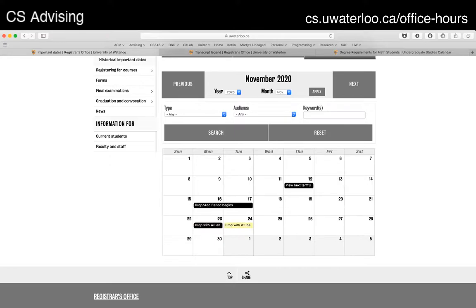The next day, on November 24th, is WF. You don't want a WF. A WF basically is a withdraw and failure, and that's considered a failure. It actually counts as a 32% on your transcripts, and it counts as a failed course.